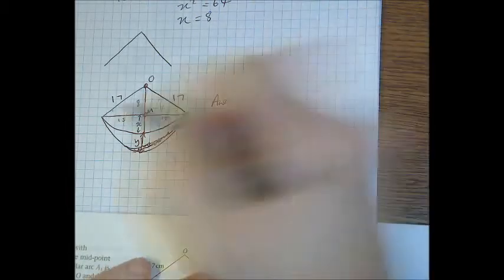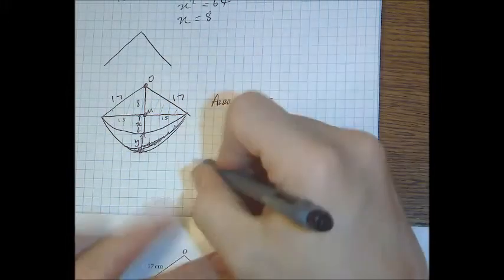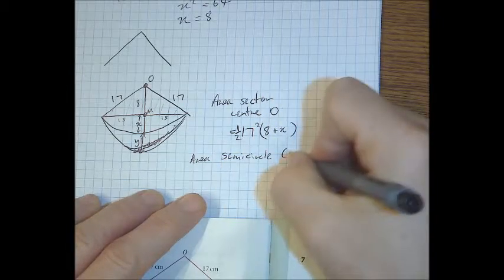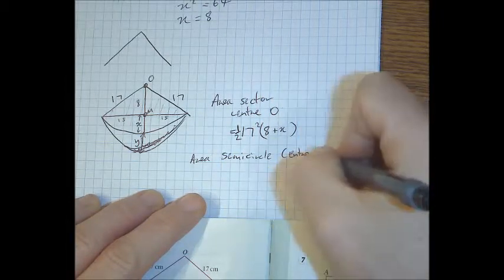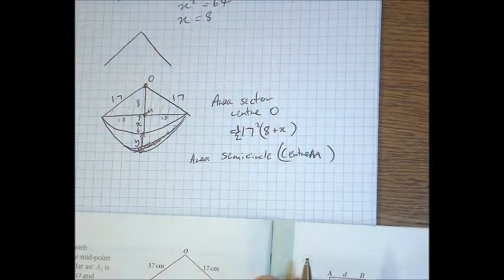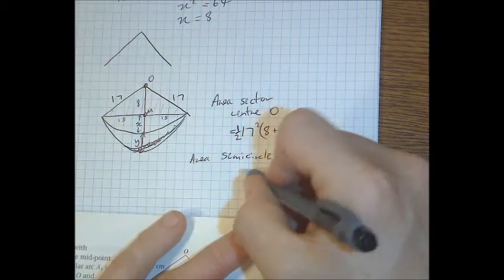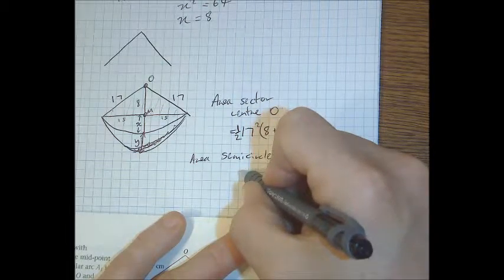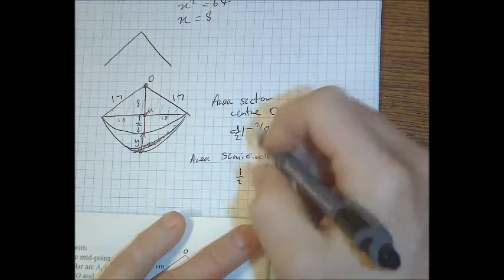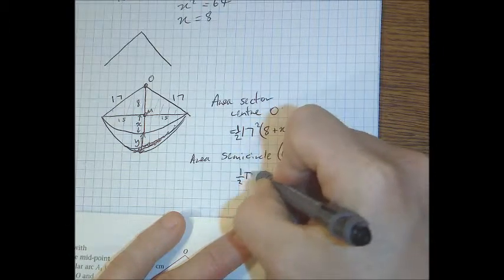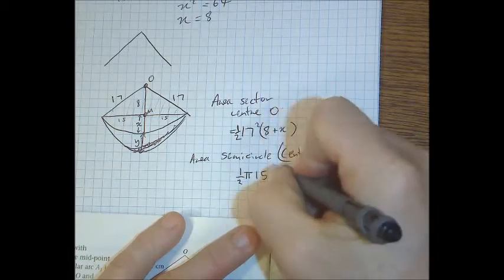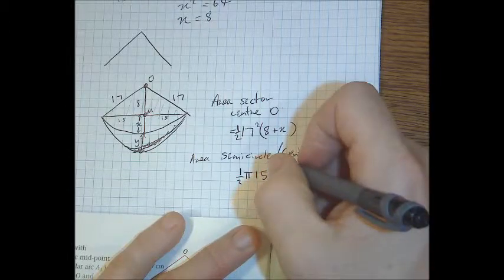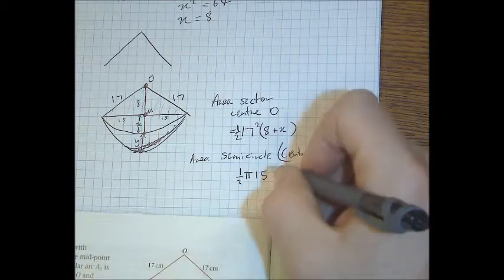I'm also going to work out the area of this semicircle. Area, semicircle, center M. That's going to be half of a full circle. The full circle would have pi r squared. The radius is 15. I think. Yep.